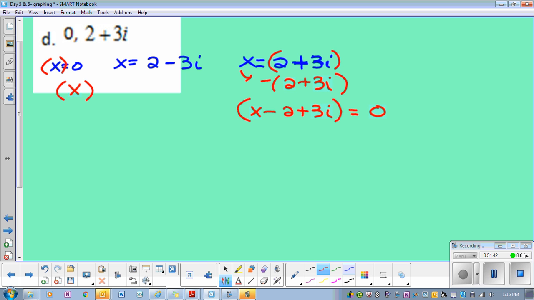All I did was take that whole thing, move it over to the other side because I had to subtract it. So x minus 2 plus 3i. Then I'm going to take this whole thing and move it over to the other side, so I'm going to subtract it, right? So then I get x minus 2 minus 3i equals 0, so that's mine.